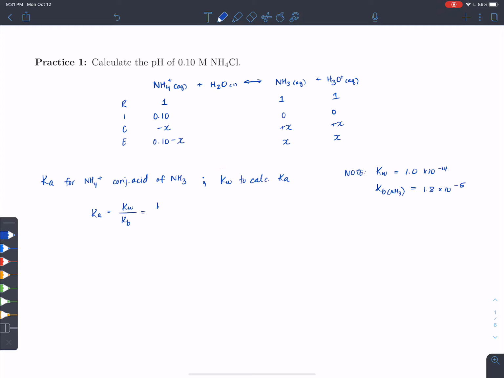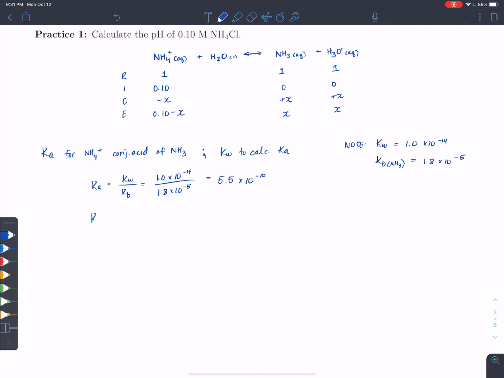So I'm going to get 1 times 10 to the power of negative 14 over 1.8 times 10 to the power of negative 5. And when I put that into my calculator, I'm going to get 5.5 times 10 to the power of negative 10. Now I know I can also calculate my ionization constant of my acid by taking the concentration of my products, which is NH3 and H3O plus, over the concentration of my reactant, which is NH4 plus.